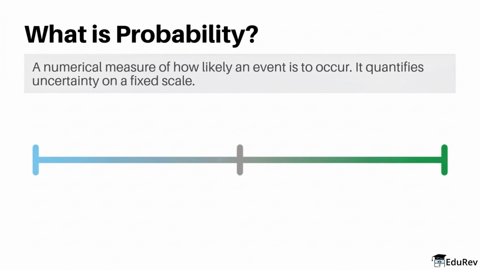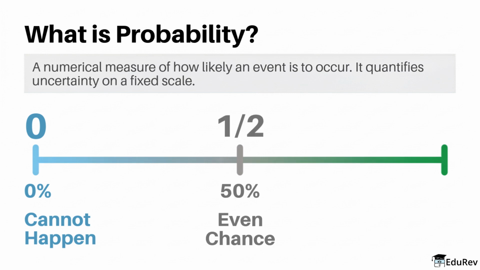What is probability? At its core, it is a numerical measure of how likely an event is to occur. It quantifies uncertainty on a fixed, predictable scale. On the far left of the scale, we have 0 or 0%, which means an event absolutely cannot happen. In the middle, we have 1/2 or 50%, which represents an even chance. And on the far right, we have 1 or 100%, meaning an event is completely certain to happen.